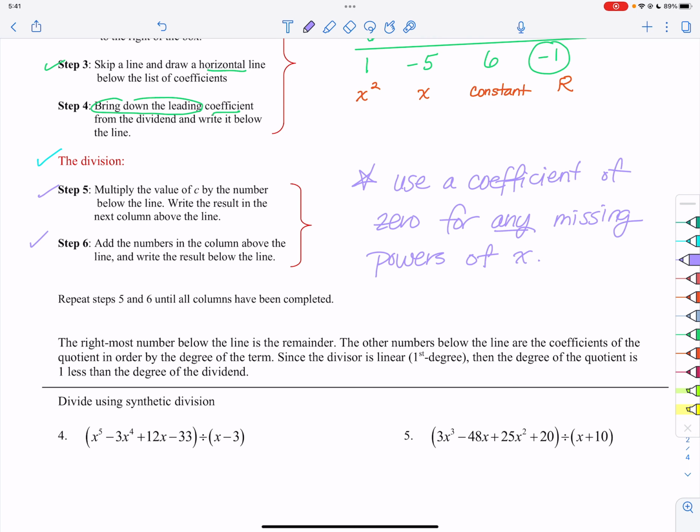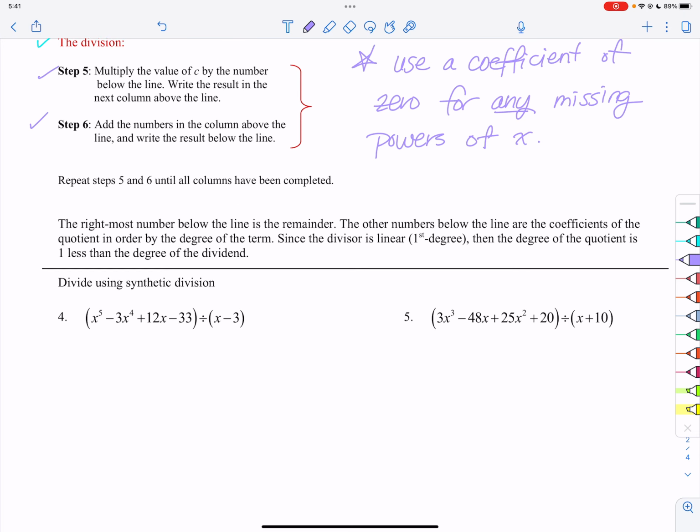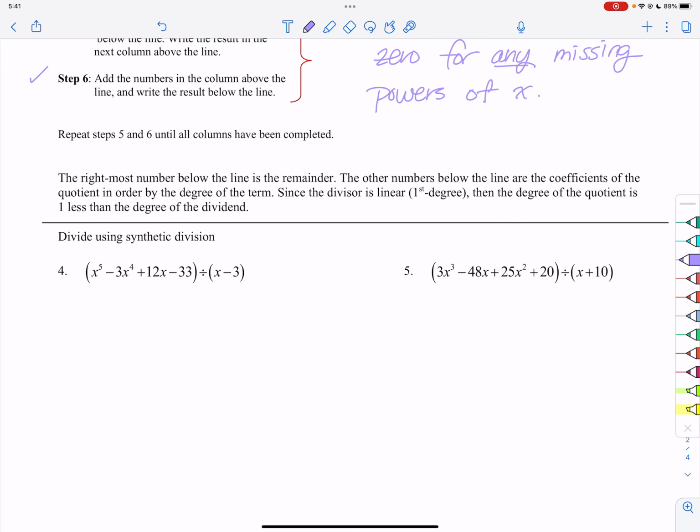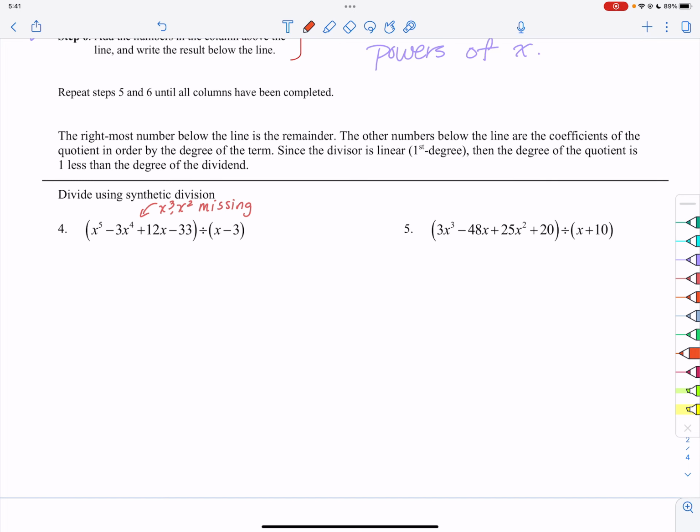Okay, so let's go ahead and take a look at number 4. The first thing I want you to notice is we do have a few missing powers here. I see a cube and I see a square missing. So if we go ahead and write this out, we are going to put 3 in the box, and we will use a 1, a negative 3, a 0, a 0, 12, and a negative 33.